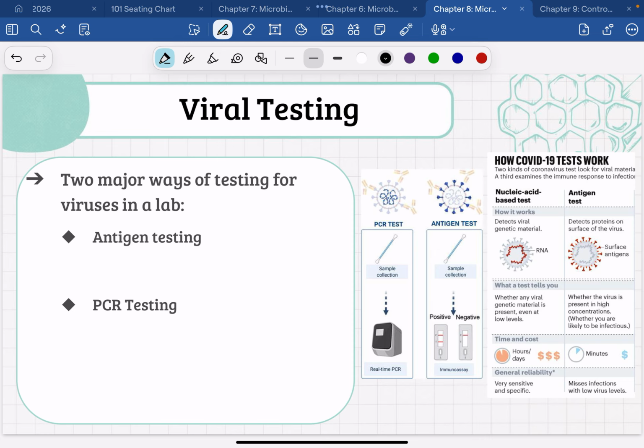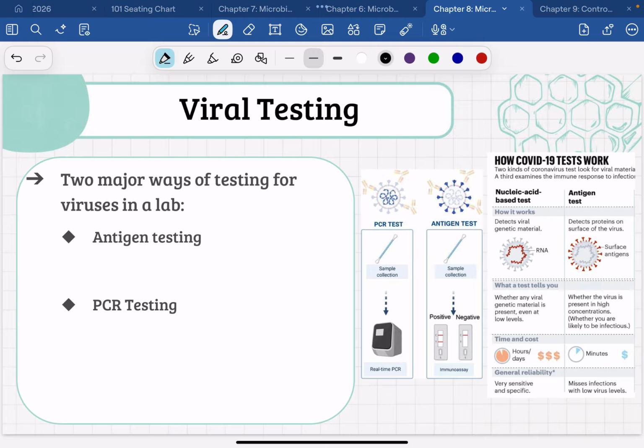So a lot of times when we are testing people for the flu or COVID, any of those viruses, culturing them and trying to grow those viruses is not really a viable option. It takes a lot of manpower, takes a lot of energy, and it takes a lot of money. And it takes a lot of time. Growing viruses can take weeks.